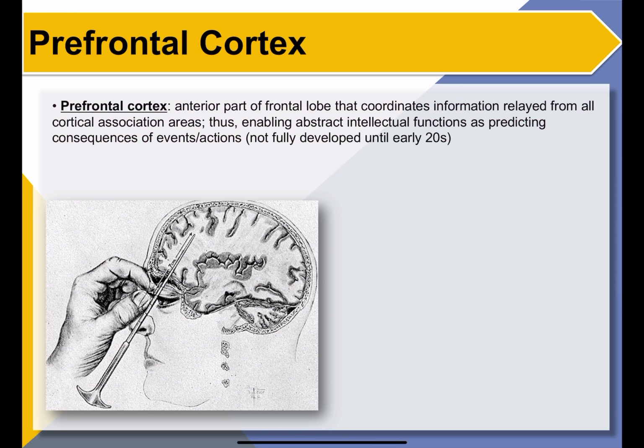All right, so the prefrontal cortex is something I want to talk about because this is a special area that is, of course, the anterior part of the frontal lobe, and it coordinates information relayed from all cortical association areas. And this is what enables us to form abstract intellectual function, such as predicting consequences of actions or events, or even to tell time. The fact that we know the difference between minutes and days, or that something is due next week Tuesday, and we know just about when that is, that's because we have a functional prefrontal cortex.